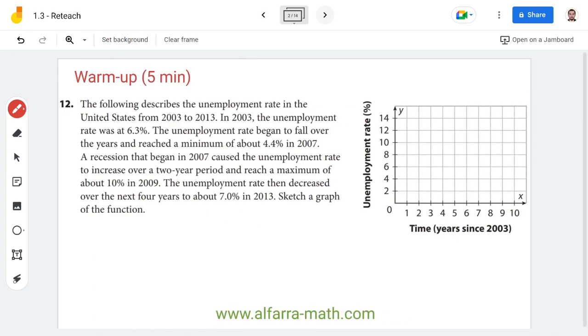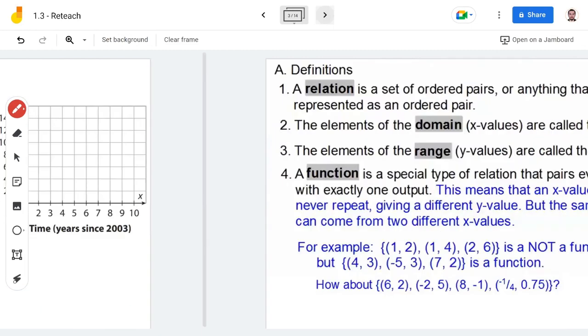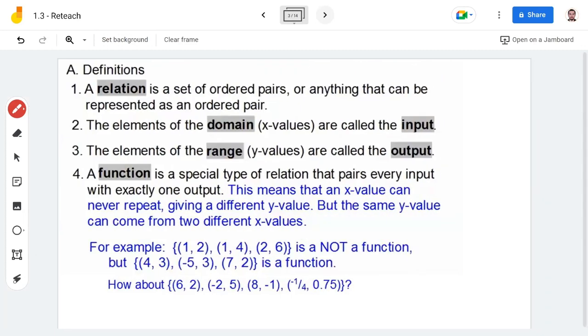Now, for this warm-up question, you can pause and solve it. It's from the previous lesson. Now let's start with some definitions. This is the basic definition. We already know them, but let's go through them.